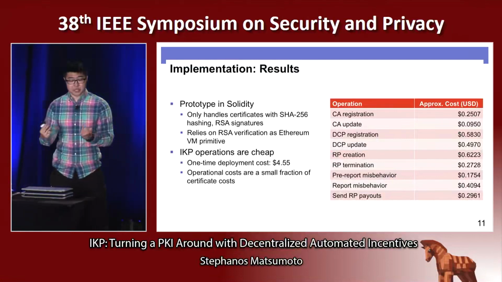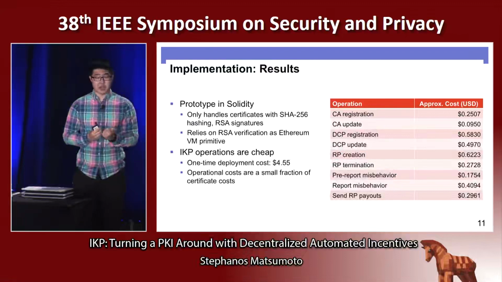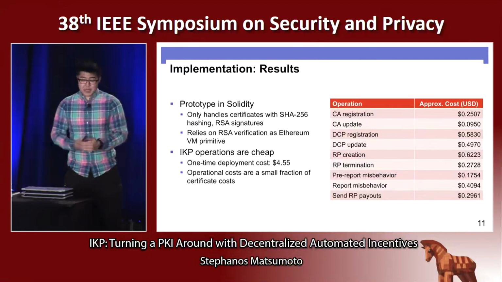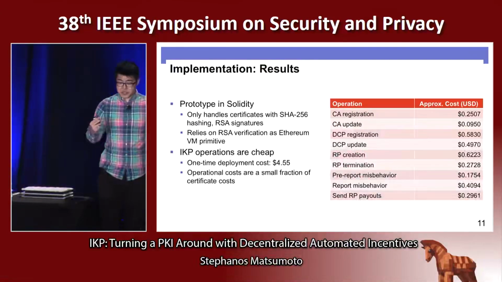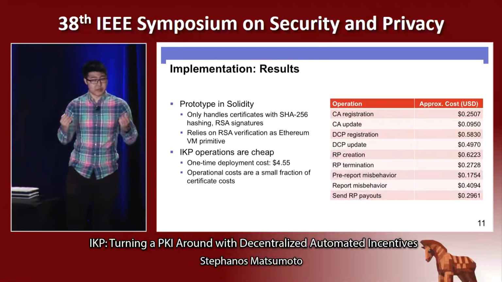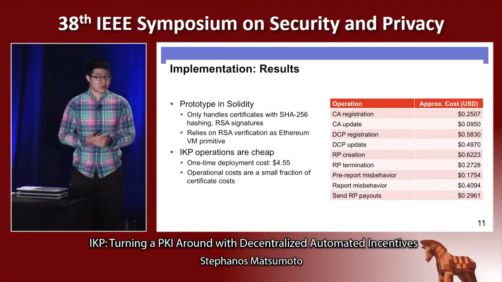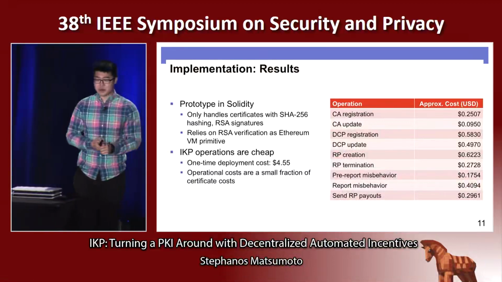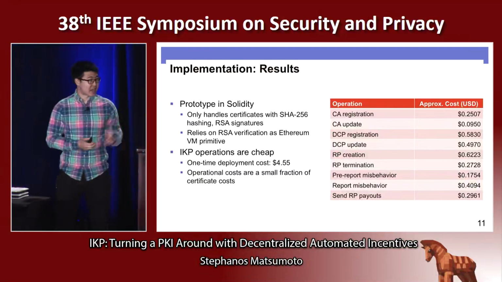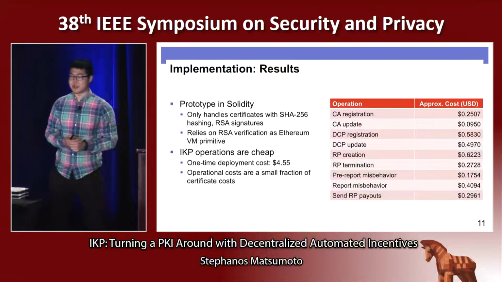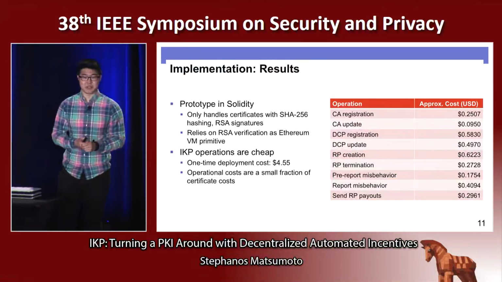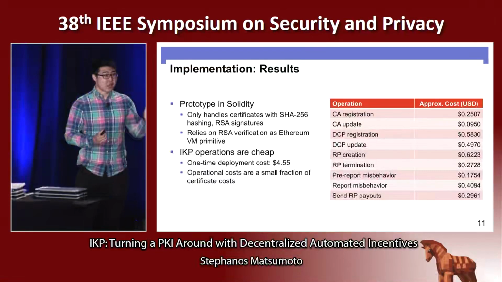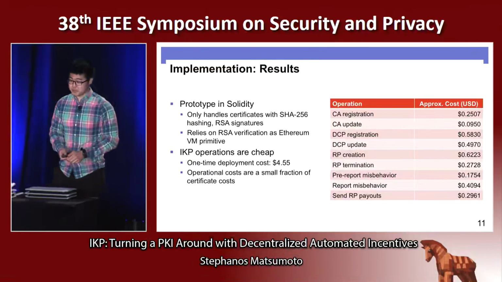Now, the big takeaway from our implementation is that the cost of all of the operations in IKP are actually quite cheap. There's a one-time deployment cost of about $450. And all of the operational costs, as we can see, are actually a small fraction of certificate costs, which tend to be around several $100s USD. And an interesting thing I want to point out about this cost is that when we submitted the paper in November, actually the costs were about a tenth of this, because the current value of Ethereum, I believe, is about $150 US. And when we wrote this paper, it was about $12. So you can see that even with a large increase in cost, operating IKP is actually quite inexpensive.